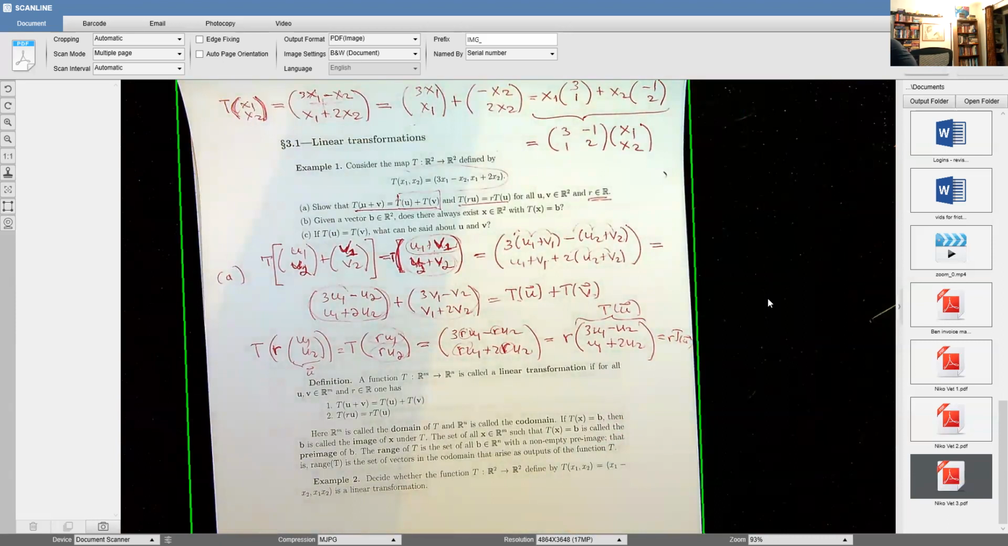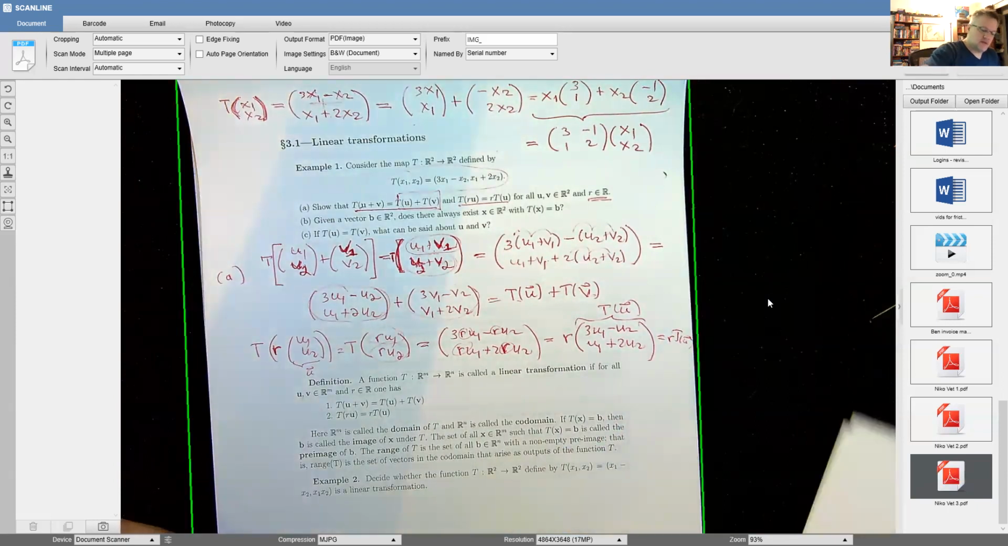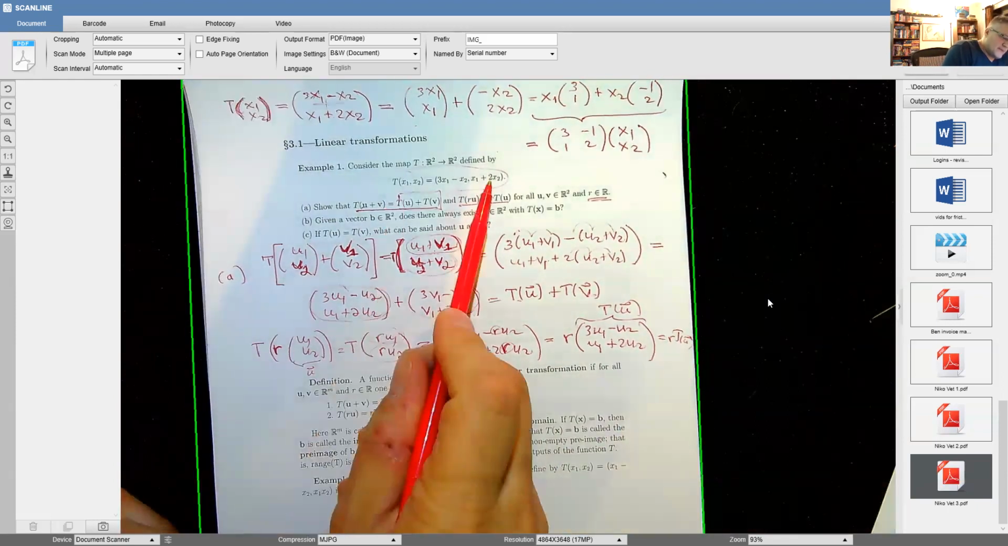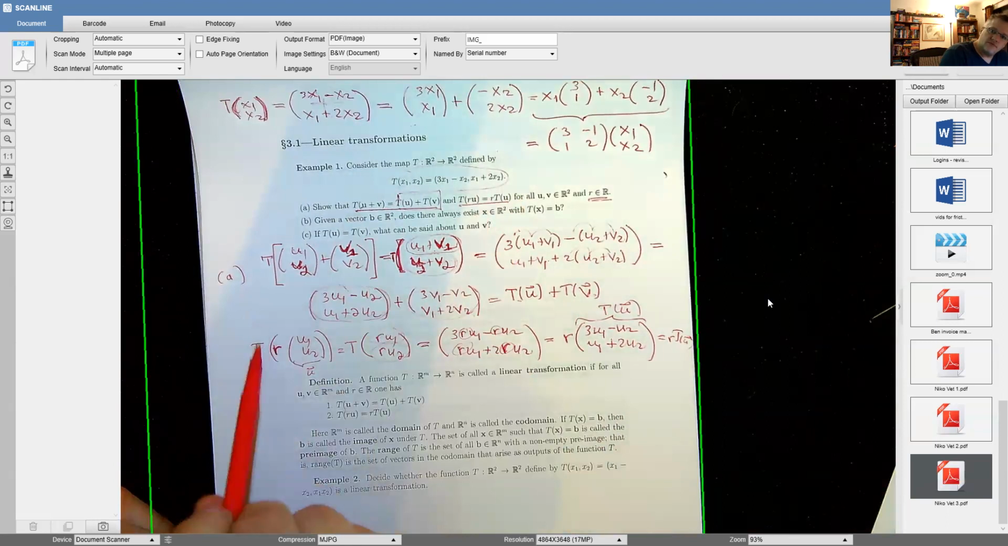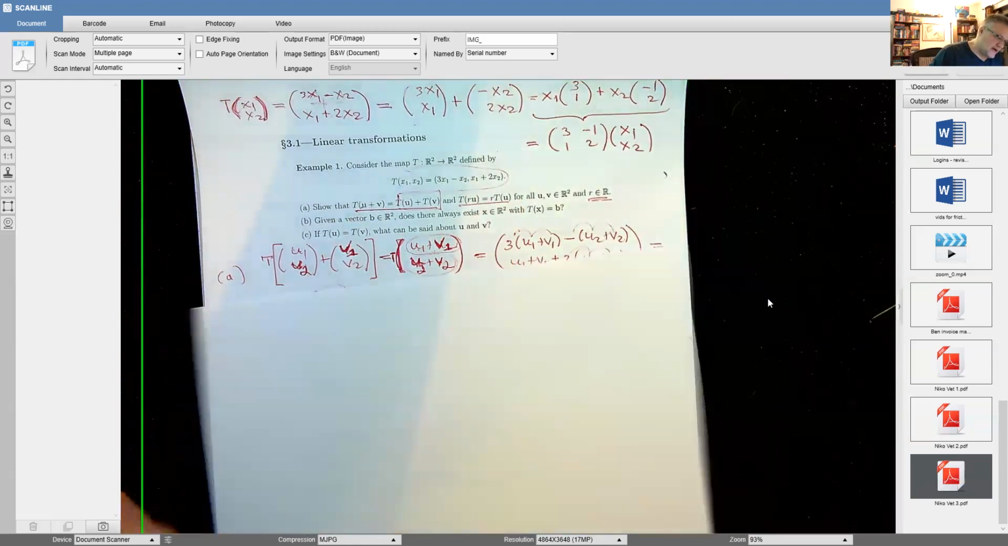Let me get some paper here. You can pull out constants as well, right? So this mapping satisfies both those properties. Great. All right, let's go on to the second one.